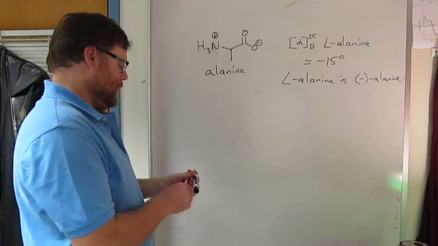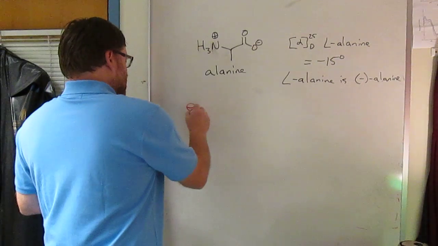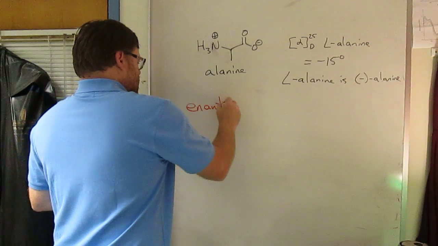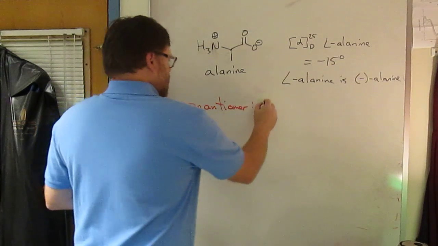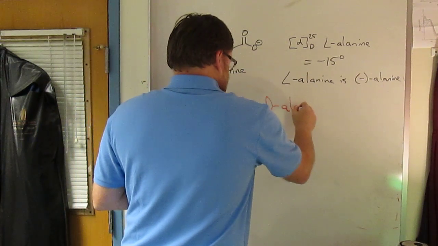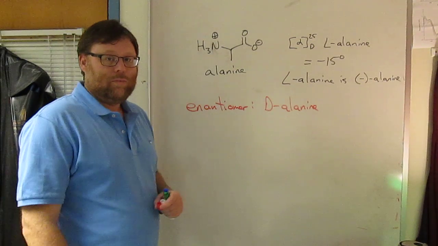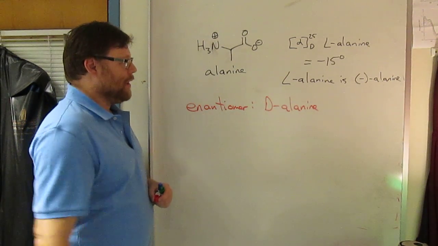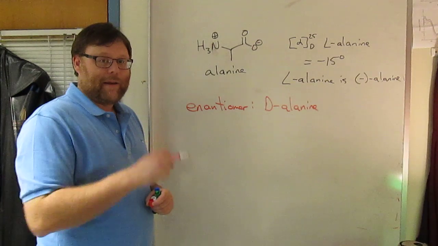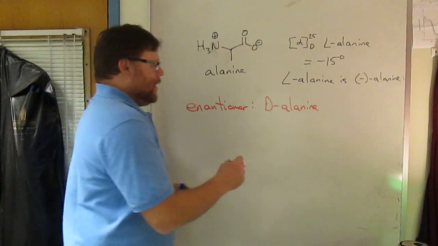All right, are you back? So the enantiomer is D-alanine. That's unnatural. You have no D-alanine in you. You've got a bunch of L-alanine in you. You're very good at making just L-alanine. All right, it's also plus alanine.